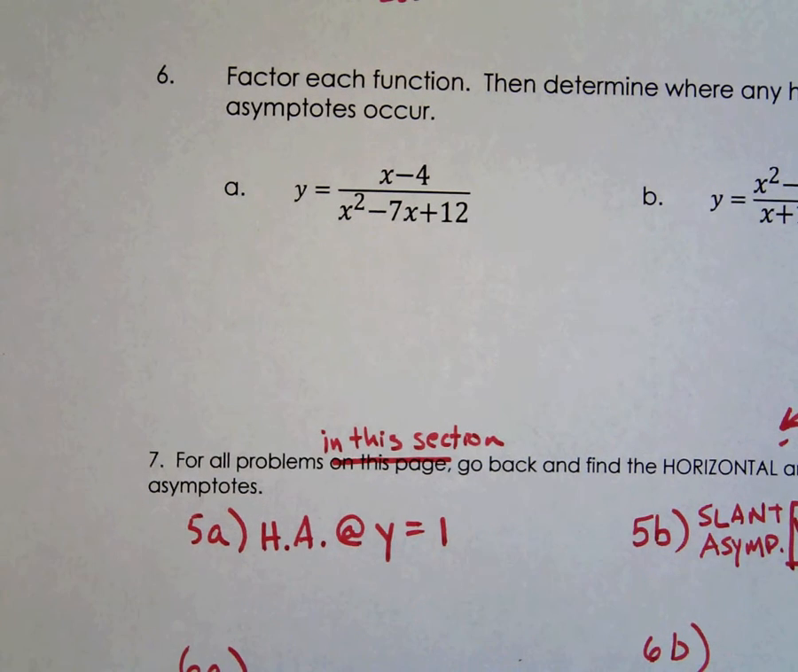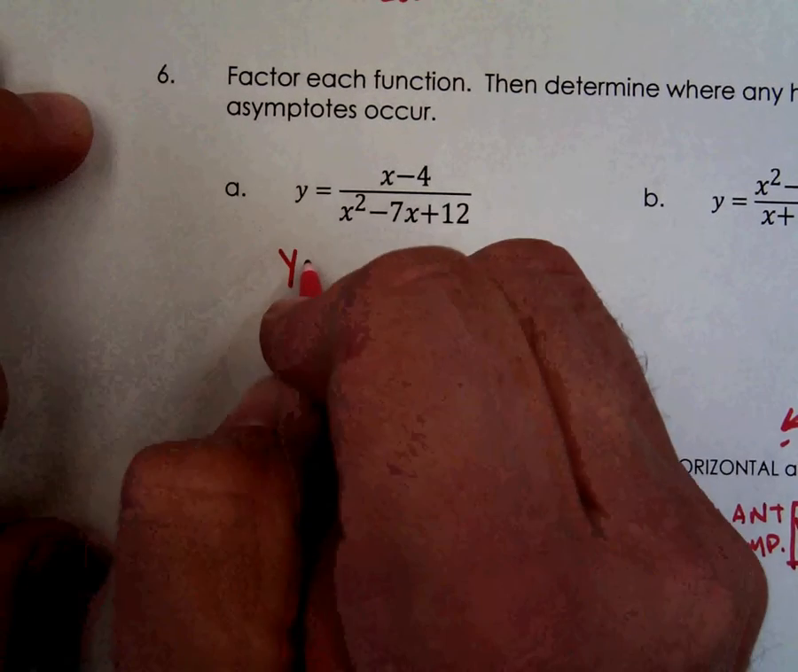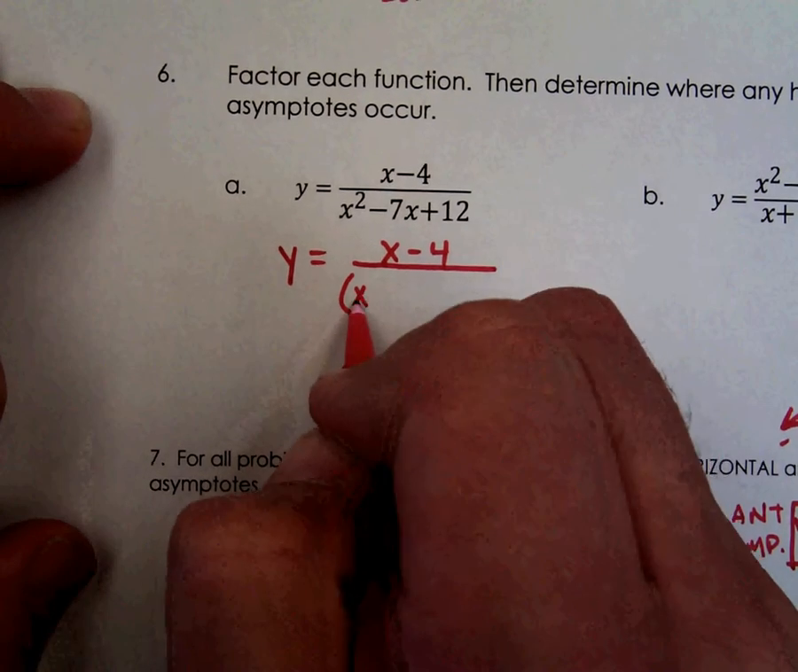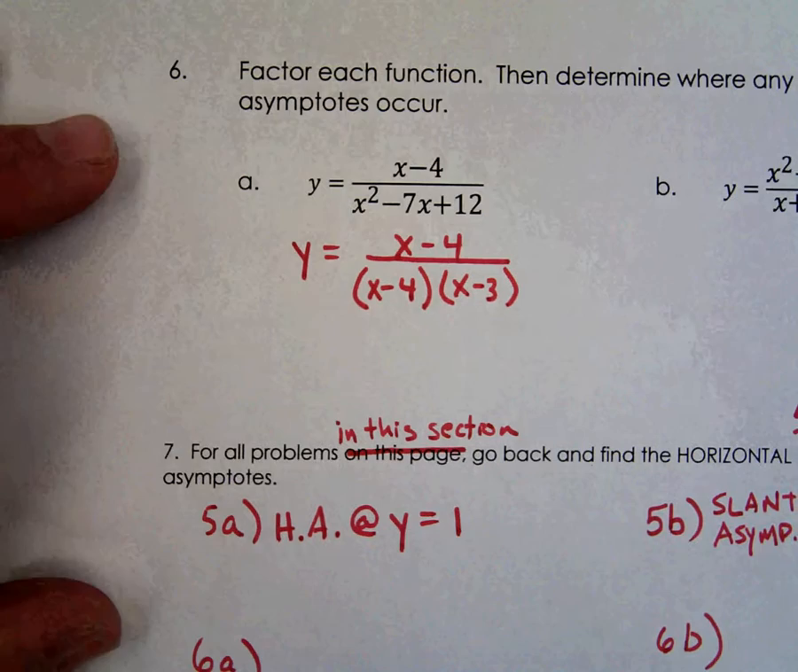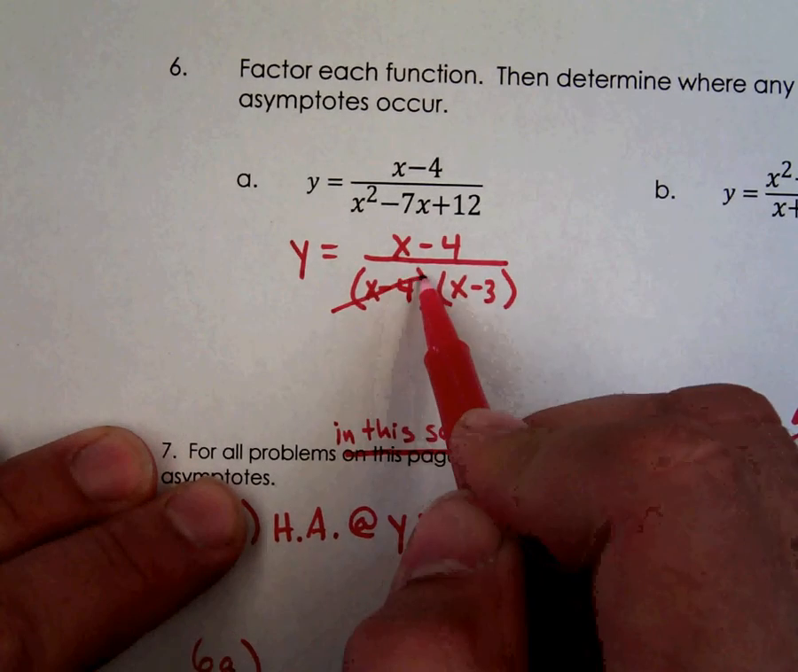Alright, this is 6A in the review, and as we've been doing for all these, let's try to factor the bottom. Factor anything that you think can be factored. It's going to be x minus 4 times x minus 3. So does anything match, yes or no? Yes. And we cancel out the x minus 4's.